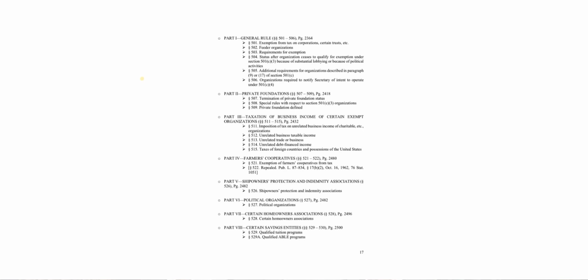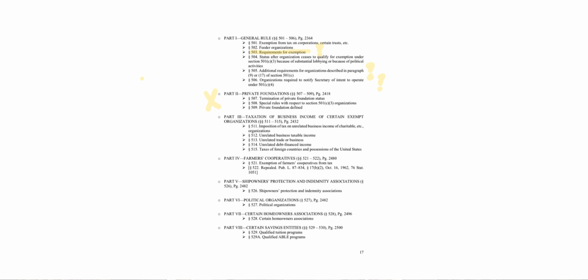So part 1, general rule, exemption, feeder organizations, requirements for exemption. So maybe 503, we'll put a little question mark there. 504, status after organization ceases to qualify for exemption under Section 501 because of substantial lobbying. That's not it. 505, additional requirements for organizations described in paragraph 9. That might be, because we don't know what that is. 506, organizations required to notify secretary of intent to operate under 501(c)(4). Maybe. Private foundations. We're not a private foundation, so we're told we're a tax-exempt org. Termination of private foundation, special rules, private foundation defined. We're not told anything about private foundations, so we can skip that.